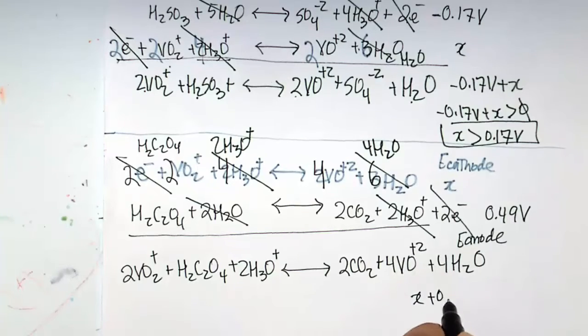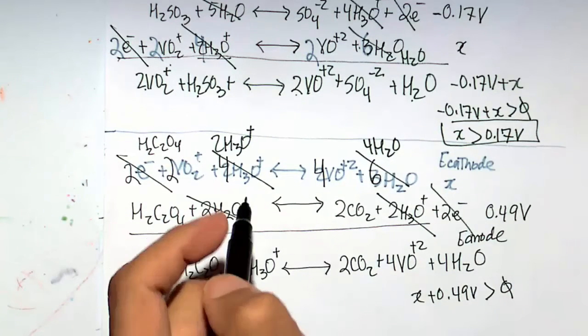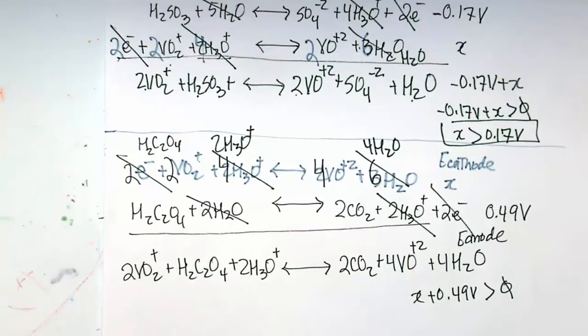is going to be X plus 0.49 volts. This has to be greater than 0, right? Because this reaction, according to our data, facilitated the reduction. We got that blue to yellow transition, if you remember. So here, X is going to be greater than, moving it to the other side, minus 0.49 volts.